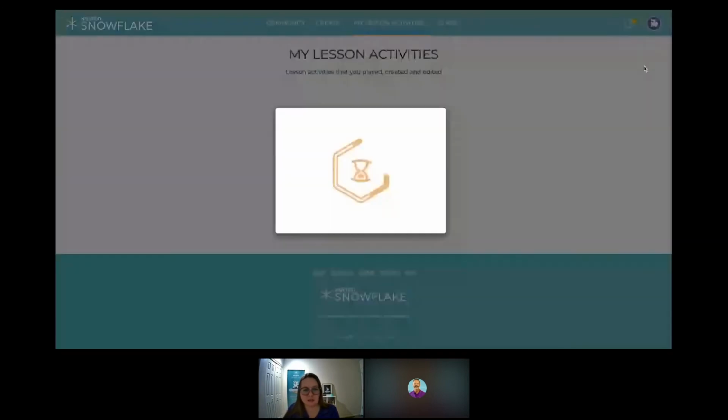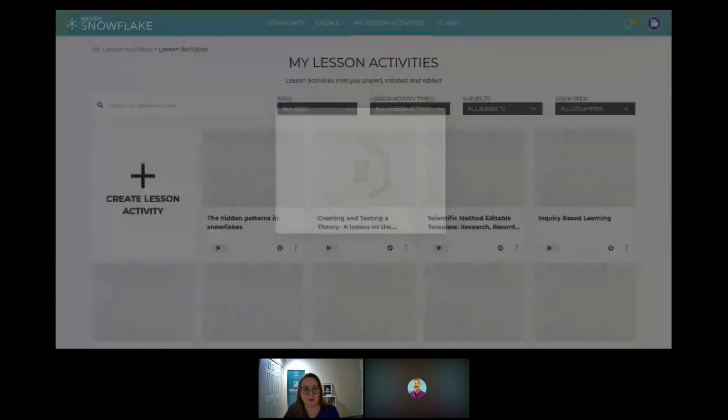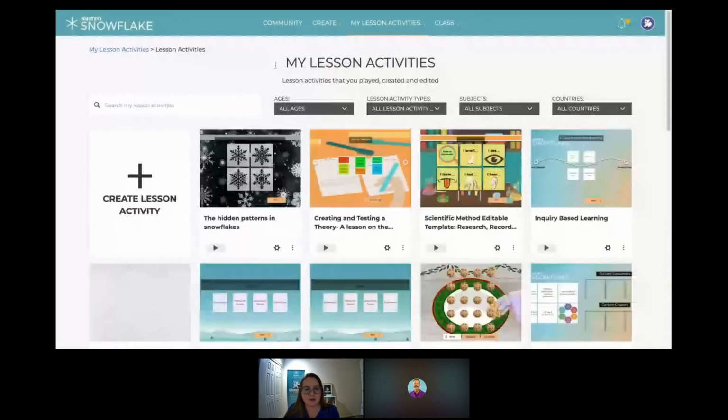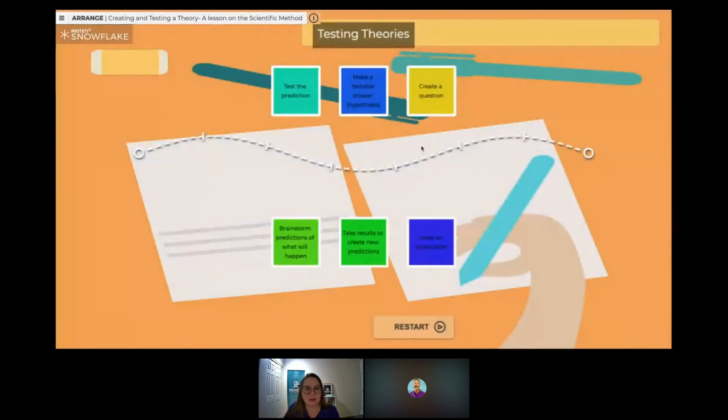Another Snowflake activity that we have that helps follow the inquiry-based learning model is creating and testing a theory. So this is another arrange activity. And this does follow the scientific method, but it can be modified to work in other subjects. So again, this kind of follows that, come up with your question. Oh, wrong spot, there we go.